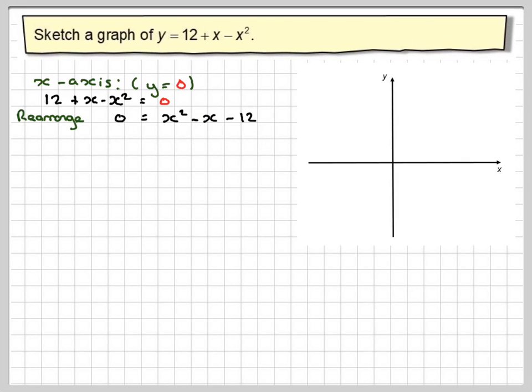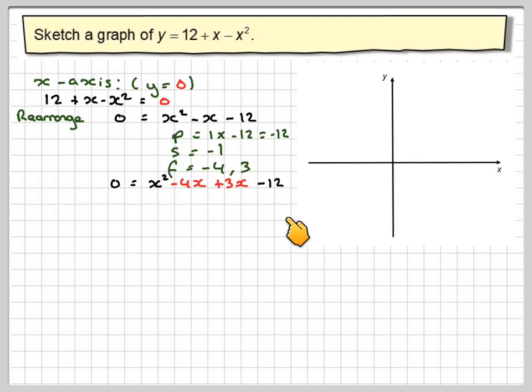This is easier to factorise, so if we do our product sum factors, the product will be 1 times minus 12, which is minus 12. The sum will be minus 1. And the two numbers that we get will be minus 4 and 3, because minus 4 times 3 gives me minus 12, and minus 4 plus 3 gives me minus 1. So we're going to get 0 is equal to x squared minus 4x plus 3x minus 12. So we split the middle term up into these. We haven't changed the meaning. We've still got minus x.